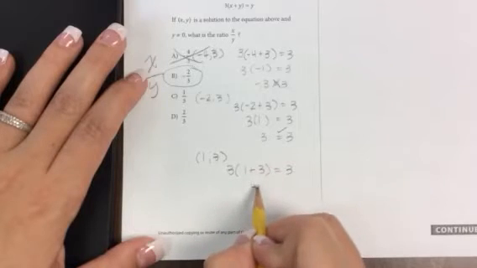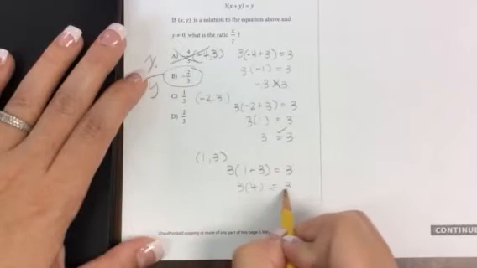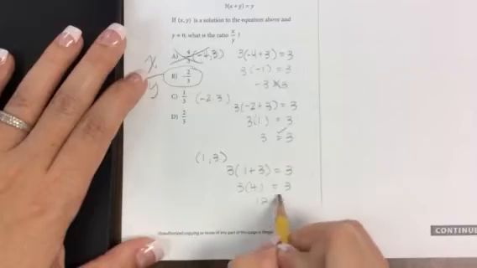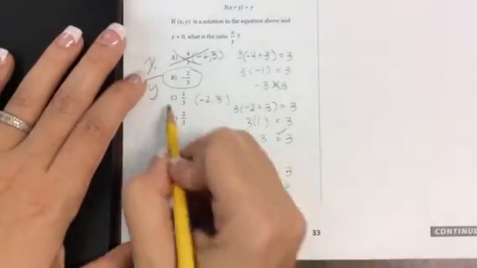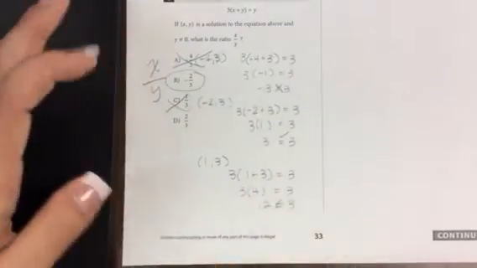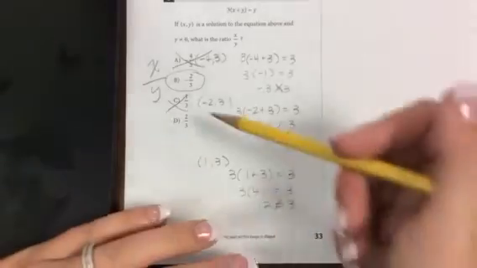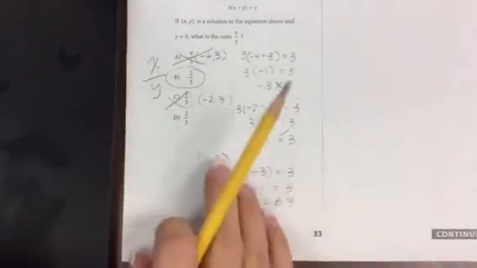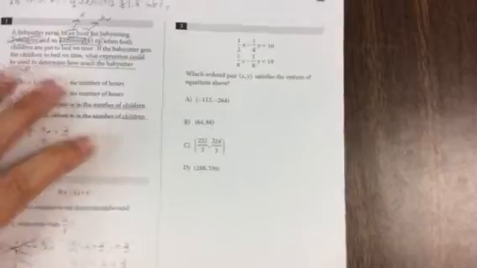1 plus 3 is 4. 12 does not equal 3, so therefore I know that C is not the correct answer. I could keep going, but this is about timing, so I would just choose B and I would move on to the next question.